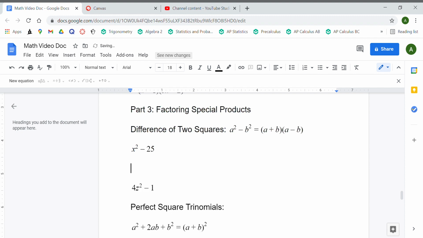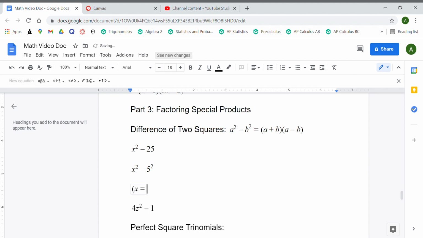So, you know this right here? X squared minus 25. So, we can rewrite this as x squared minus 5 squared, and that will give us our a and b values for when we factor. Alright? And so this factors into x plus 5 and x minus 5.